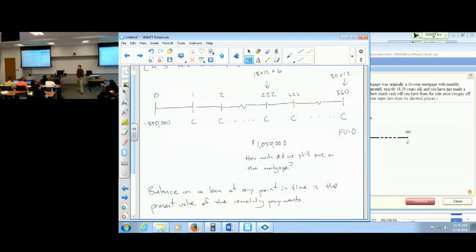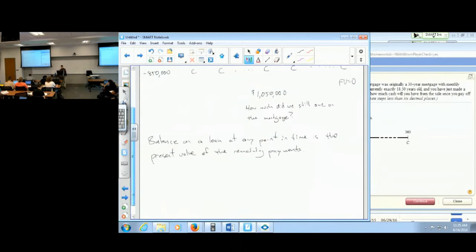Okay, so we need to get the loan balance to figure out how much I owe the bank. That's the present value of the remaining payments, but I don't know the payments yet, right? So step one in this problem then is to find the payment on the original loan. Of course, we're going to have to find the monthly interest rate and calculate.